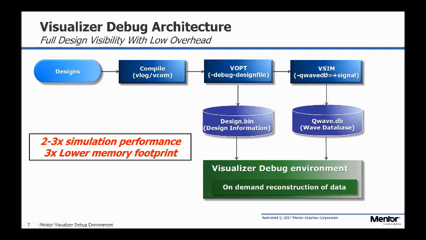When you're doing your vsim, you tell vsim to now create, instead of the traditional vsim.wlf file, this qwave.db, which is a much more efficient way. So you say qwave.db and what signals you want to collect, and between the two of those, that will generate all the files for Visualizer. One of the things we see is it requires much less memory to collect the same wave data, and the simulations are much faster.